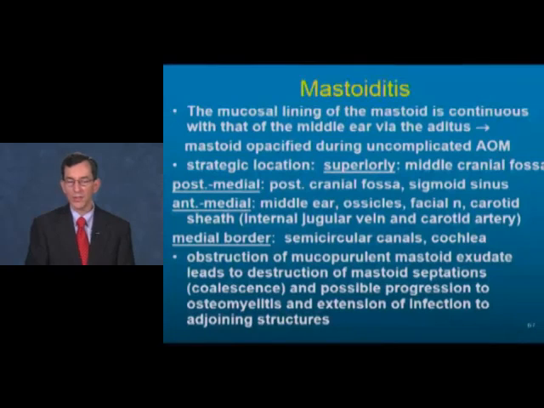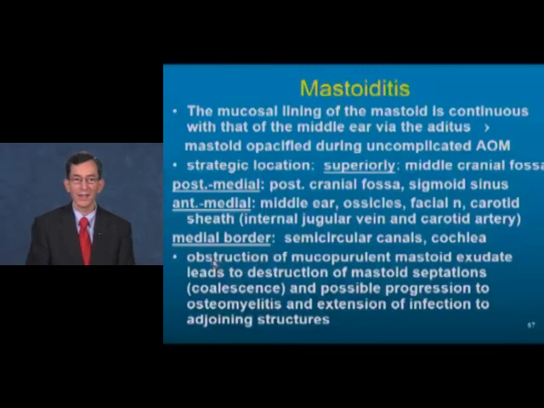As with the sphenoid sinus, the anatomic localization of the mastoid is quite strategic, because right above it sits the middle cranial fossa, posteriorly sits the posterior cranial fossa and the sigmoid sinus, and anteromedially sits the middle ear, the facial nerve, the carotid sheath, and anything else you want to say. And it's also abutting the hearing sensory organs as well.